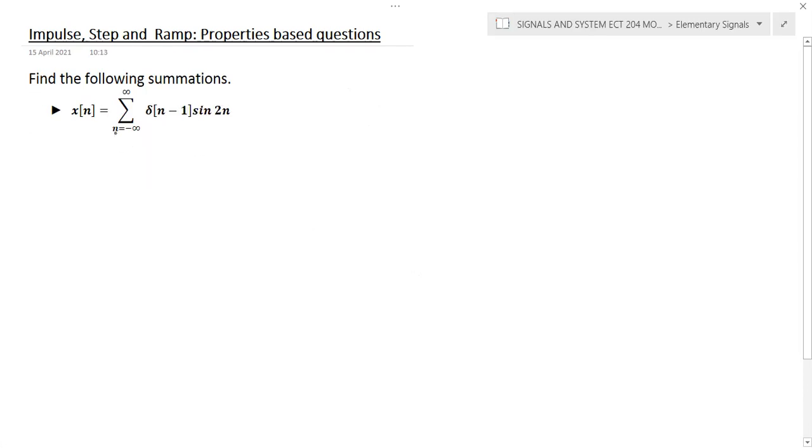Now, if you take a similar question, here it is given del of n minus 1 and sine 2n, and we need to find the summation from minus infinity to infinity. So del of n minus 1 can be written as 1 for n minus 1 equal to 0, or n is equal to 1, and 0 for n minus 1 not equal to 0, or n not equal to 1.